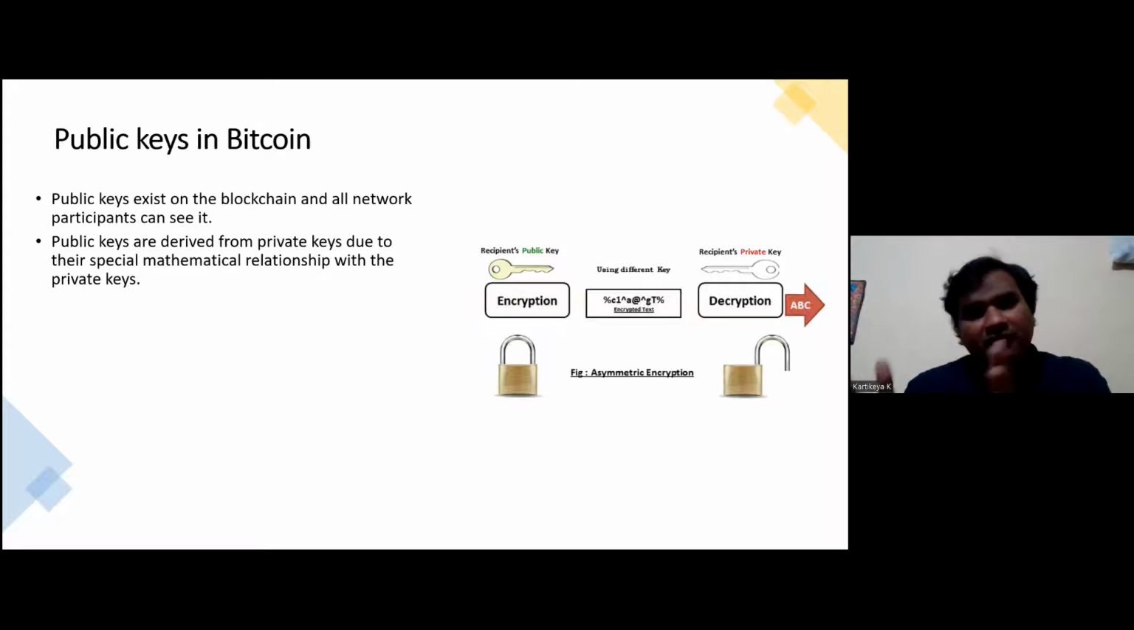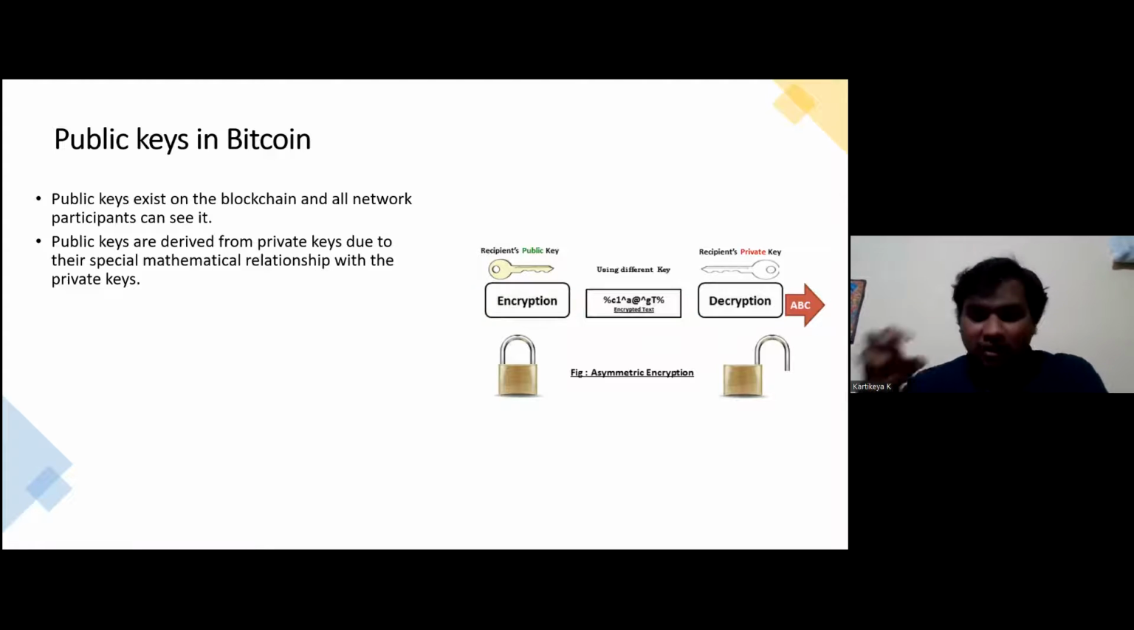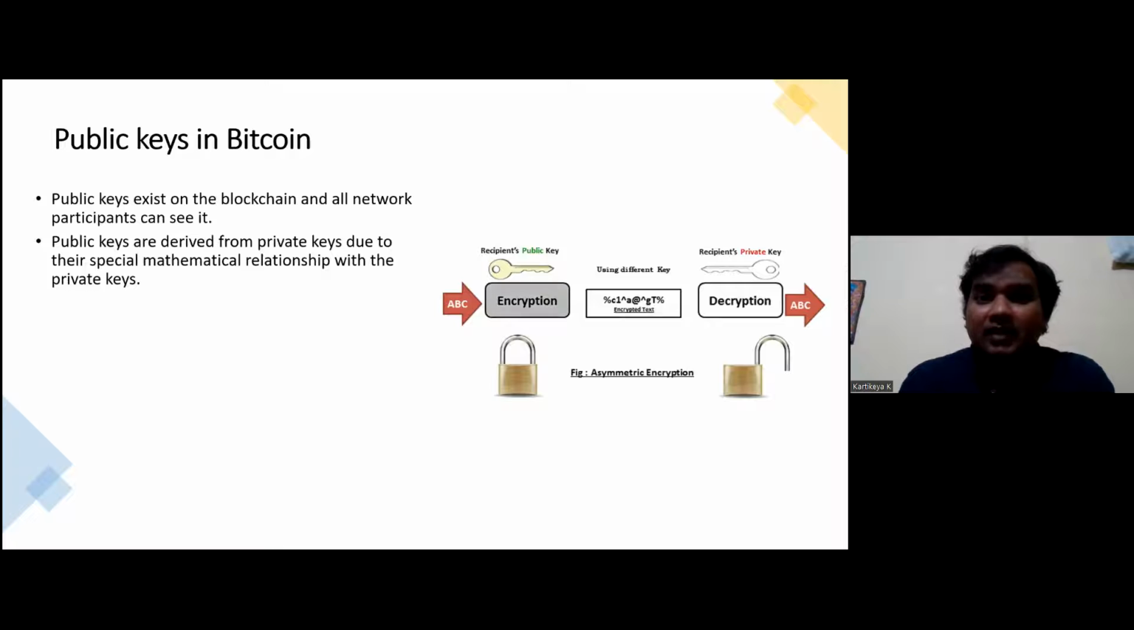The other type of encryption is asymmetric encryption. That is, if we give A as input to asymmetric encryption, we'll get B. But if we give B as input to the asymmetric encryption, we will not get A, we'll get something else. So this is how the private key will be kept secret. This is the main use of asymmetric encryption. Using the private key, we'll get the public key. But with the help of the public key, we cannot get the private key. That's why we use asymmetric encryption here.